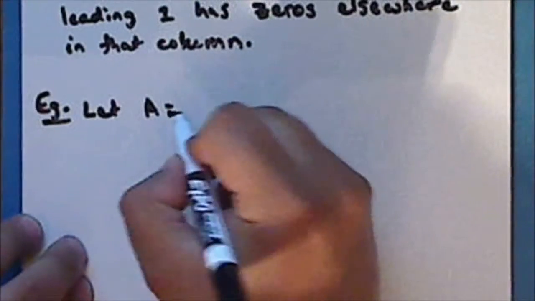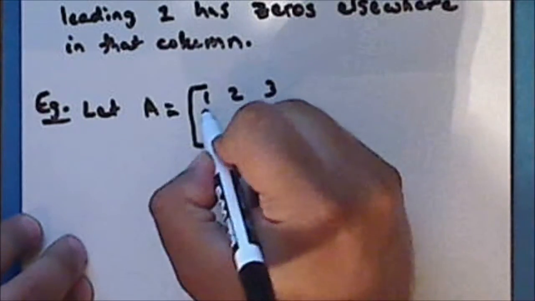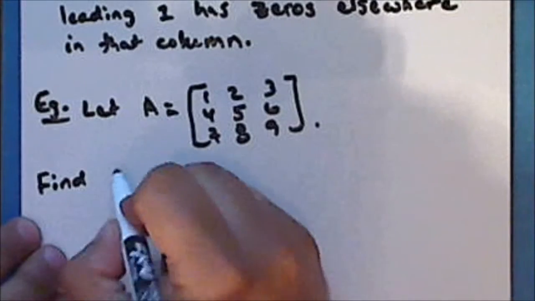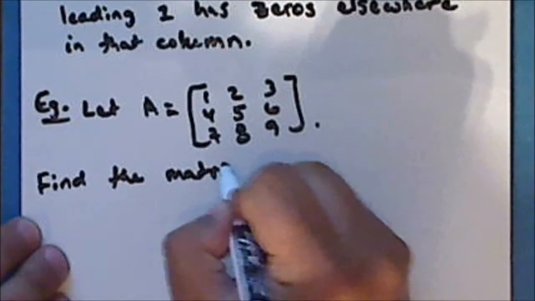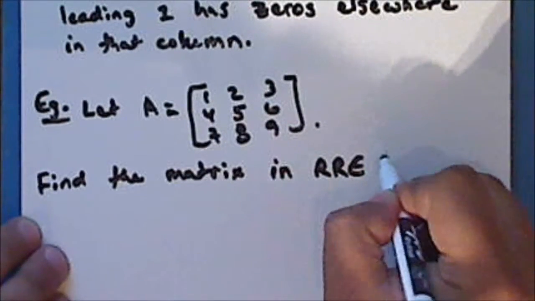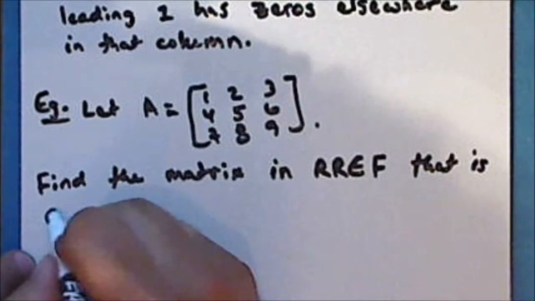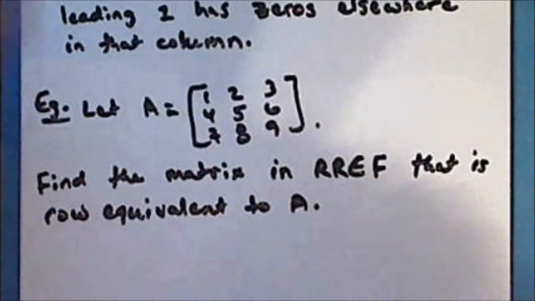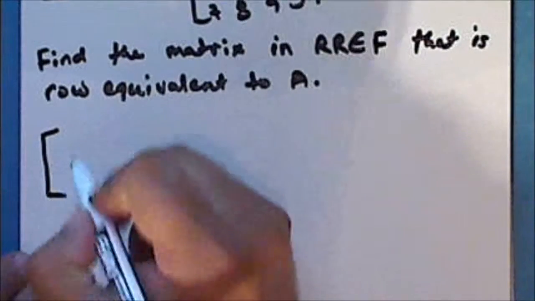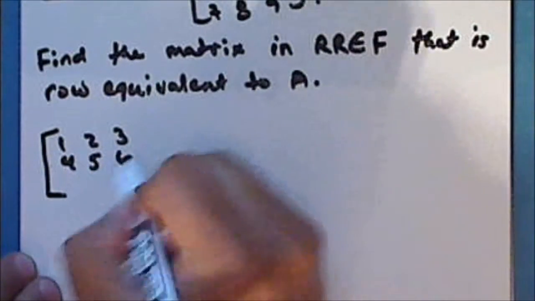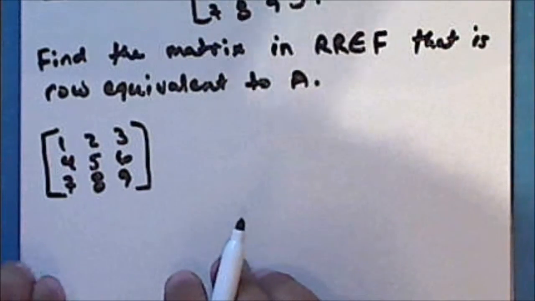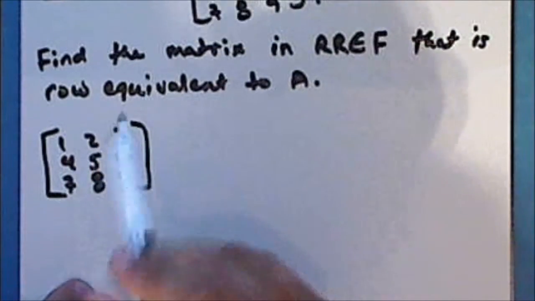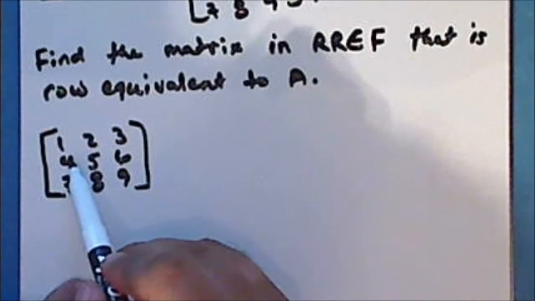Let A be the 3 by 3 matrix with rows 1, 2, 3, 4, 5, 6, 7, 8, 9. Find the matrix in reduced row echelon form that is row equivalent to the matrix A. So we begin with the matrix A. And we notice that in the first row, we have a leading 1. So in that column, we need all other entries to be 0. And so we need to remove or cancel the 4 and the 7.